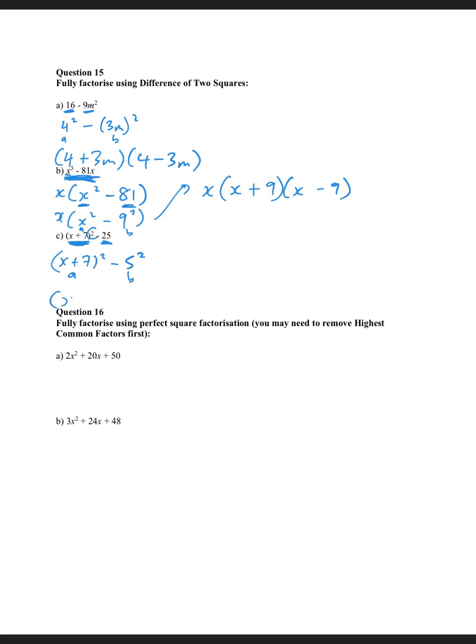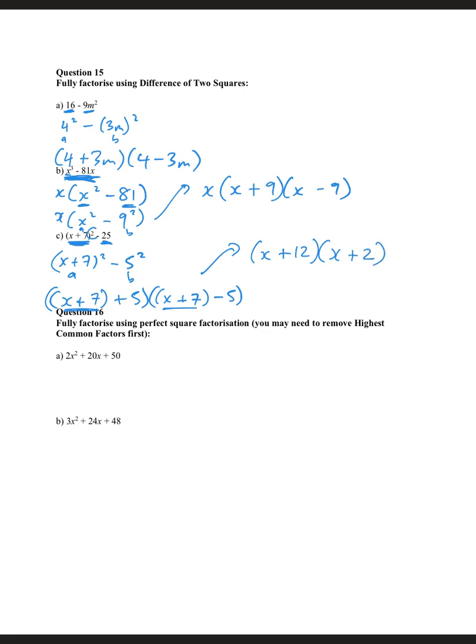So you're going to have x plus 7 squared is your A, plus your B, which was 5, times x plus 7 again, take 5 this time. There's nothing else we can do in these brackets, so we can just remove them. So x plus 7 plus 5 is going to be x plus 12. x plus 7 take 5 is going to be x plus 2.